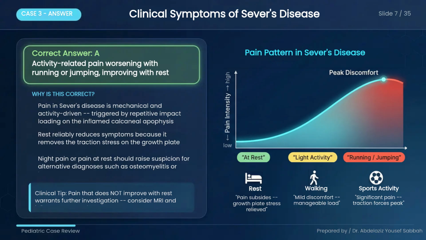Pain in Sever's disease is mechanical and activity-driven, triggered by repetitive impact loading on the inflamed calcaneal apophysis. Rest reliably reduces symptoms because it removes the traction stress on the growth plate. This is the hallmark pain pattern: minimal discomfort at rest, mild pain with light activity, and peak discomfort during running and jumping. Night pain or pain at rest should raise suspicion for alternative diagnoses such as osteomyelitis or bone tumor, and warrants further investigation, including magnetic resonance imaging and inflammatory markers.